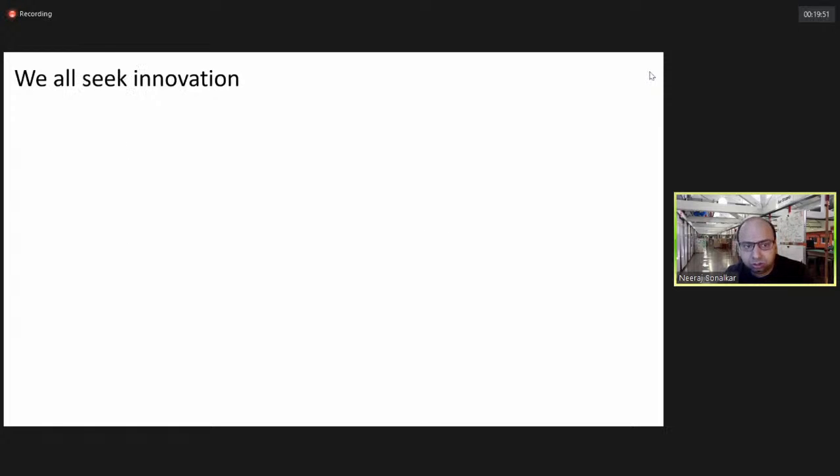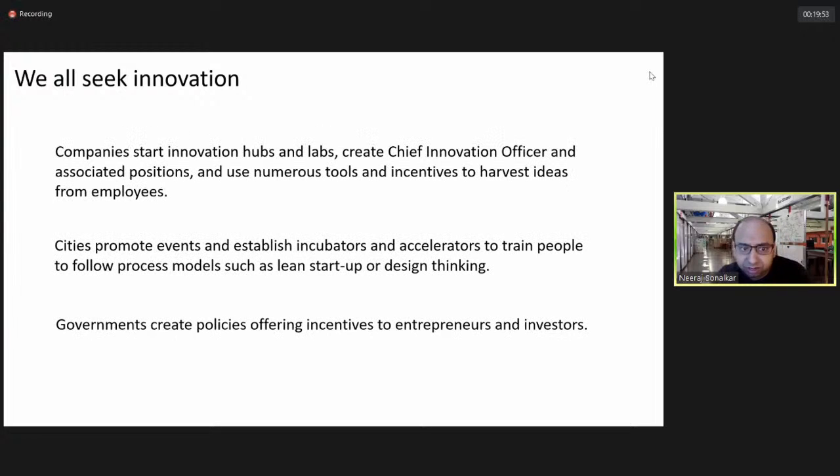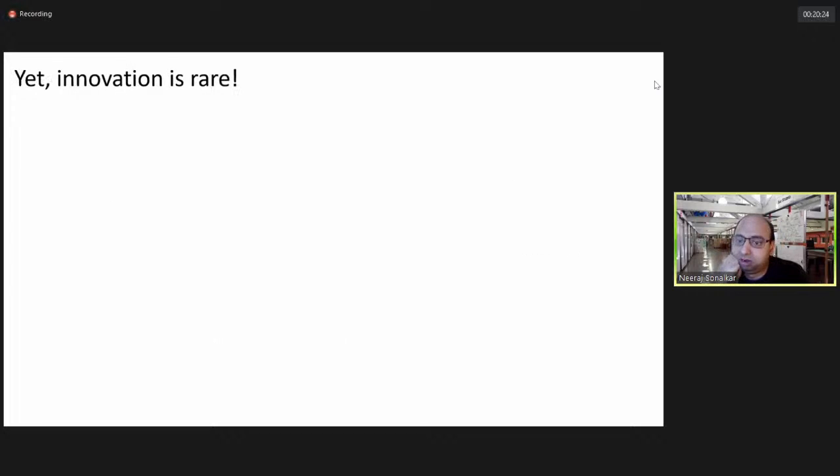But still, innovation, though we all seek it in various ways, corporations create innovation groups. There are a lot of methods. There are hundreds of consulting firms. Cities like to have incubators and accelerators. Anay was telling me there are 50 or so accelerators in Ahmedabad and surrounding regions. Governments like to create policies offering incentives to small businesses and entrepreneurs. Still, innovation is very rare. It is hard. And we'll look at why it is hard and what we can do to actually make it easier for us.